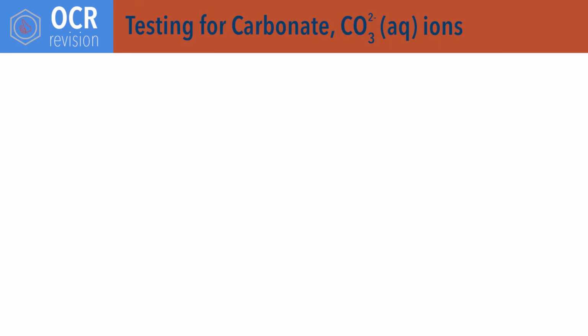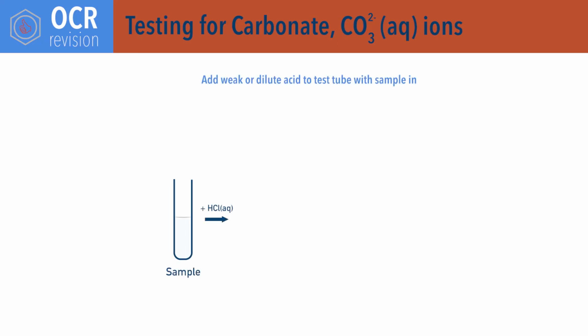Carbonate ions, CO3 2-, can be identified using a weak or dilute acid and lime water. A dilute or weak acid is added to the sample solution in a test tube. Dilute hydrochloric acid is often used. If the solution contains carbonate ions, gas will be produced and effervescence observed. The gas produced will be carbon dioxide.